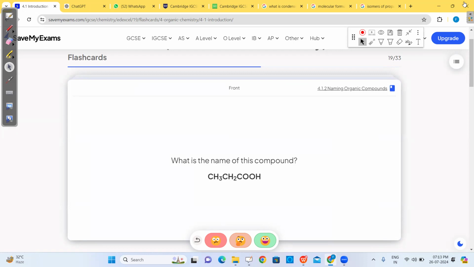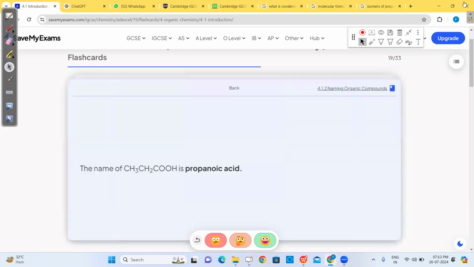What is the name of this compound? So you have a COOH, the functional group, okay? And there are 3 carbons. So it is propanoic acid. Okay, so we have not seen this functional group, NH2, which is an amine group. So we will look into it in the next video.